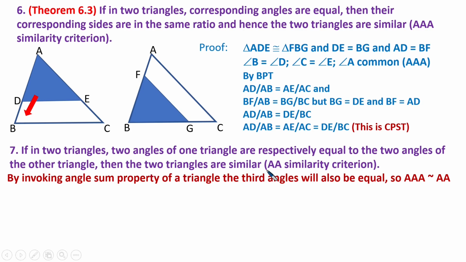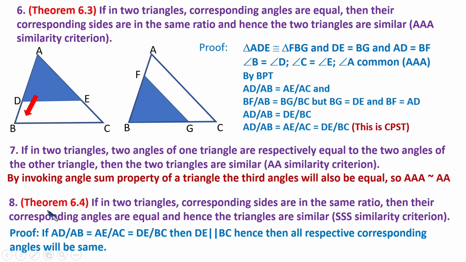So actually, this angle similarity criteria is very similar to angle-angle, because if I know two angles, I can always find the third angle, since the sum of all these angles has to be 180. So I wrote here, by invoking the angle sum property of a triangle, the third angle will also be equal. So this is very similar. Angle is nothing but angle.